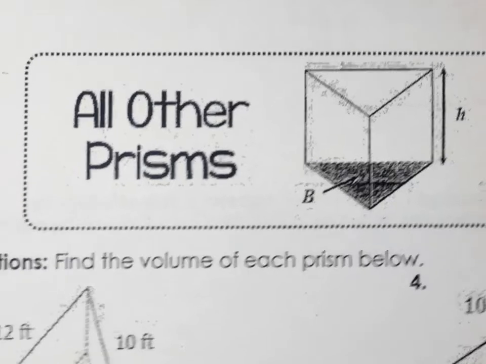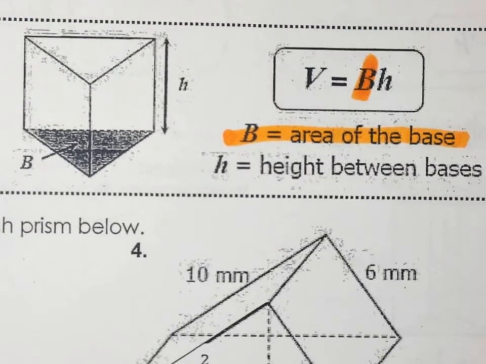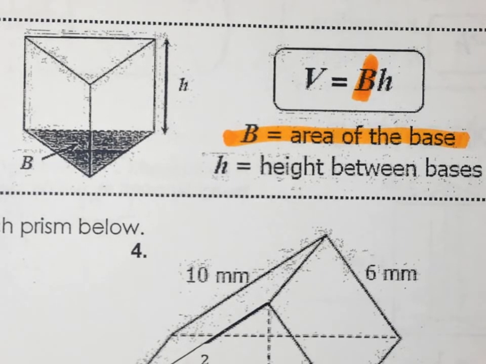So down further, it says all other prisms, but you can use it for every prism. Every prism you can use volume equals capital B times H. Capital B is the area of the base. H is the height between the bases.